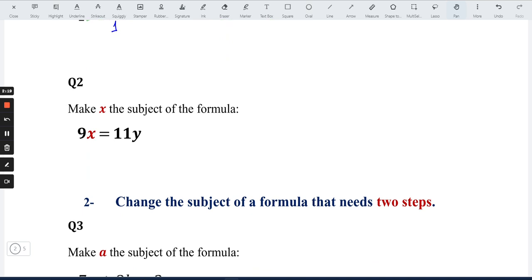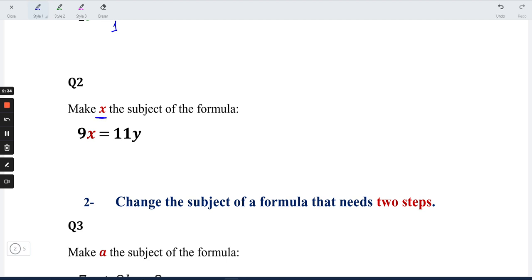Another example here. Our question: make X the subject of the formula 9x equals 11y. In this case, the coefficient of x is 9, and the coefficient of y is 11. Our target is x, so I need x isolated on the left hand side, equal to something in y. Between 9 and x is times, so the opposite operation of multiplication is division. So I will divide both sides by 9. I will get x equals 11 over 9y. So this is a one step.